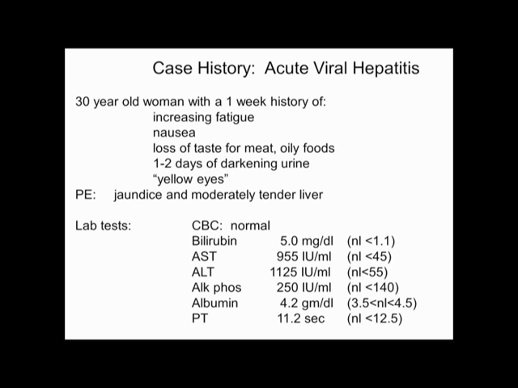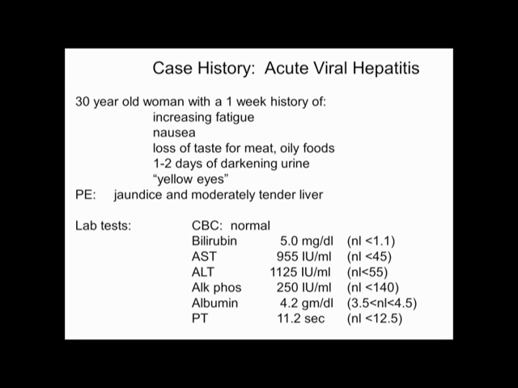So, case history, just an example: a 30-year-old woman with a 1 week history of increased fatigue, nausea, loss of taste for meat and oily foods, and a couple of days of dark urine. She notices yellow eyes in the mirror and decides she better come in and be seen. Physical exam, she clearly is jaundiced.